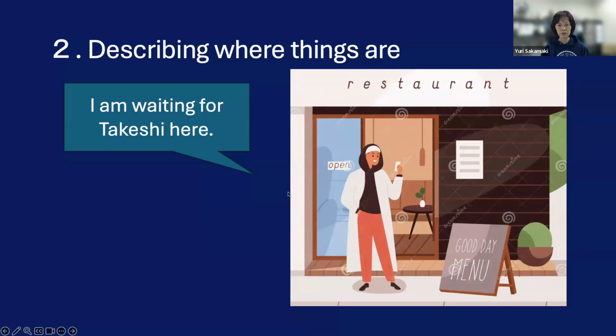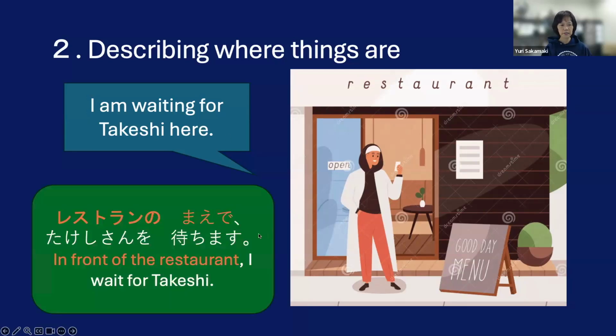So we can tell where things are, but also what you might do at a certain location. Like if you're waiting, I am waiting for Takeshi here in front of the restaurant, then you can say something like, レストランの前でたけしさんを待ちます. I'll change the kanji for ま to hiragana later, but レストランの前で, so this one, we're not using います or あります. So you can use で in front of the restaurant. That's where you are going to wait. たけしさんを待ちます.